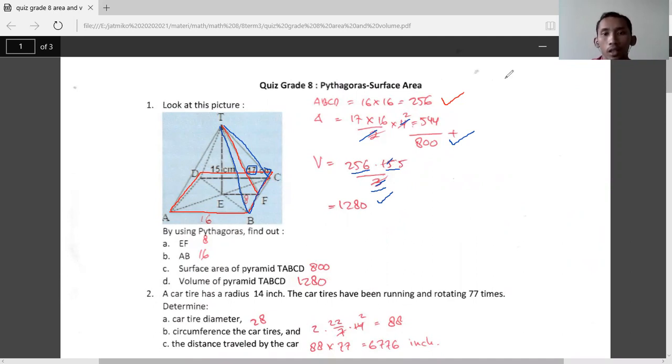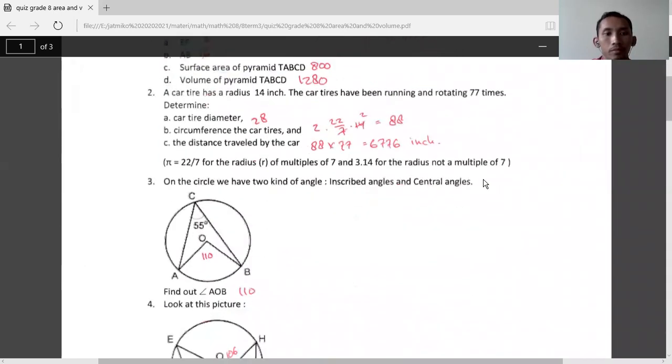Most of you are correct here. Move to number 2. On the previous handout, we already tried this kind of question. A car tire has a radius of 14 inches. The car tire has been rotating 77 times. And then we have to determine the diameter, circumference, and the distance.